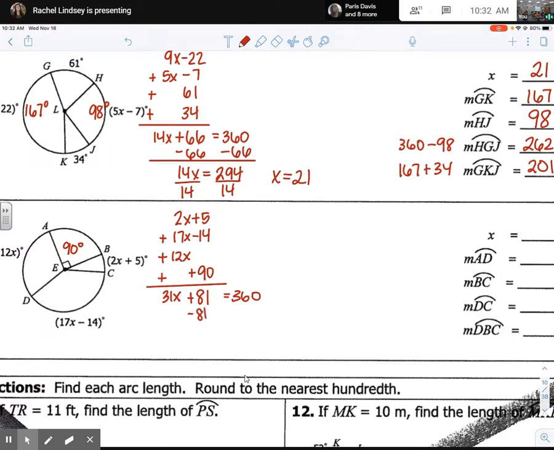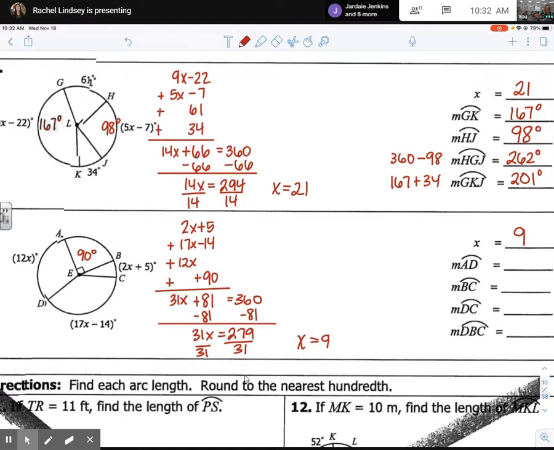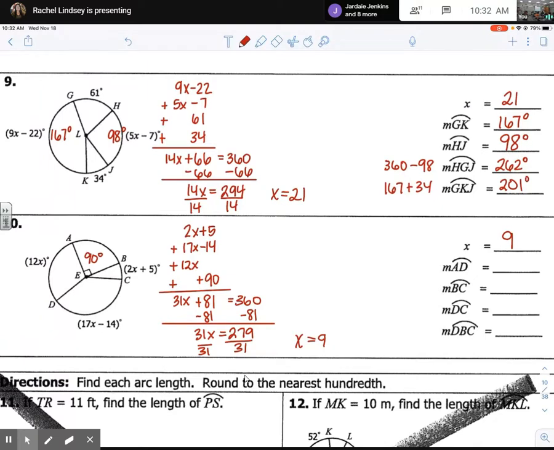Okay, so subtract 81. 31x equals 279. Divide both sides by 31. X does equal 9. Then I'm going to plug 9 back into all those. 12 times 9 is 108. 2 times 9 plus 5 is 23. 17 times 9 minus 14 is 139.